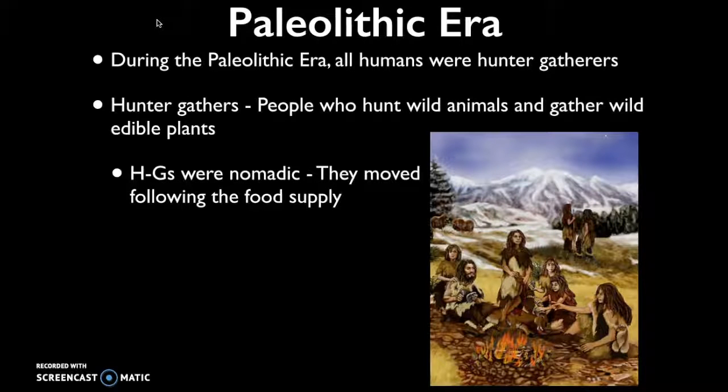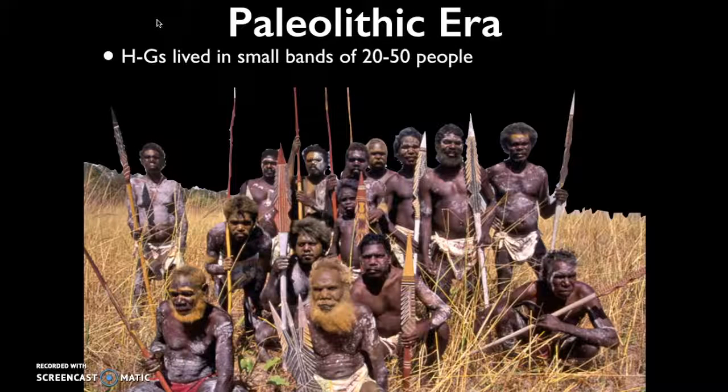Now, hunter-gatherers are nomadic. They move seasonally following food supplies. They oftentimes move in very intentional patterns, depending on where the food supply is at any given time. Now, in terms of their social structures, hunter-gatherers tend to live in small bands of around 20 to 50 people. Most of these are kinship or family groups of relatives.